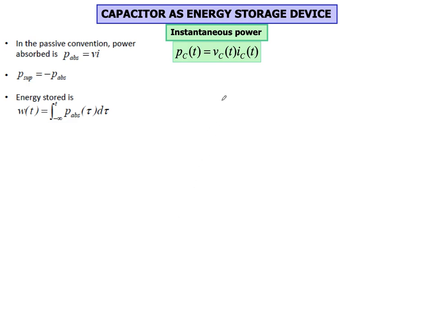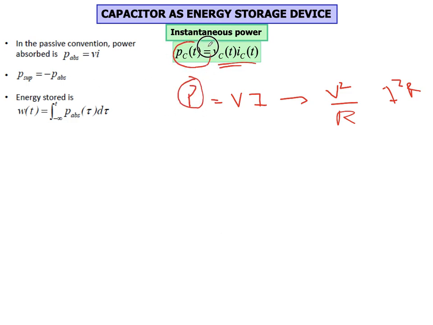In the next class, we are going to talk about the relationship of power and energy stored with respect to voltage and current, as we have seen for the resistor cases, where P is equal to VI gave us the two relationships for resistors, that is V squared over R and I squared R, to find the total power absorbed by the resistor. In this case, we are going to see what would be the relationships of power absorbed by the capacitor and the total amount of energy stored in that capacitor.